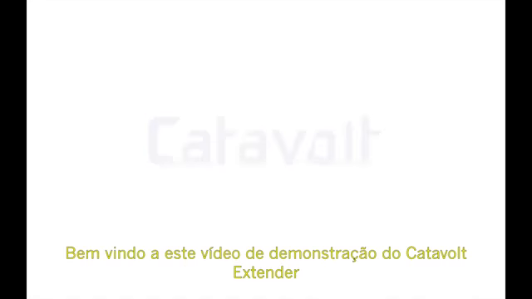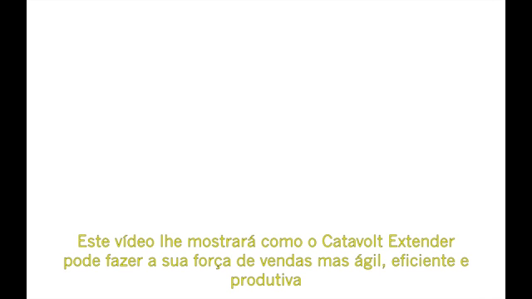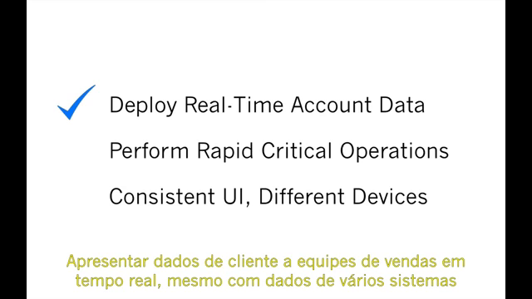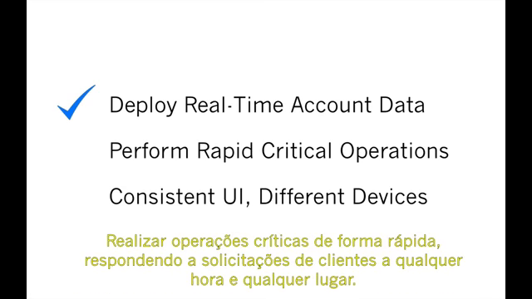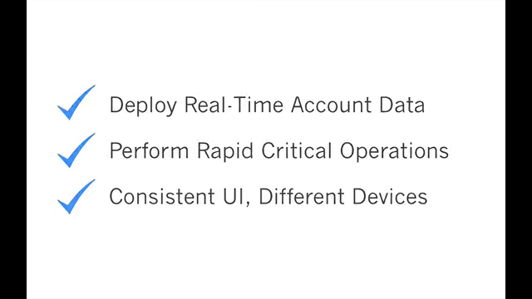This video will show how Catavolt Extender can help the mobile sales force be more responsive, efficient, and productive. Today we will demonstrate how the Catavolt Extender service can help you do the following. Deploy account data in real time from multiple back-end systems to sales teams quickly. Perform rapid, critical operations like responding to customer requests from anywhere, anytime. And utilize a consistent UI and app functionality, regardless of what type of device you're using.